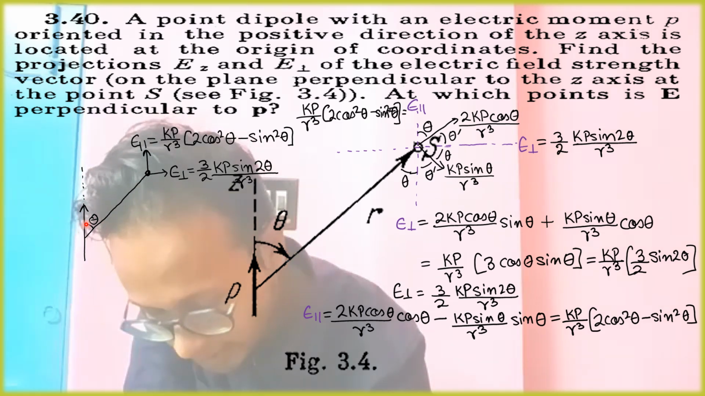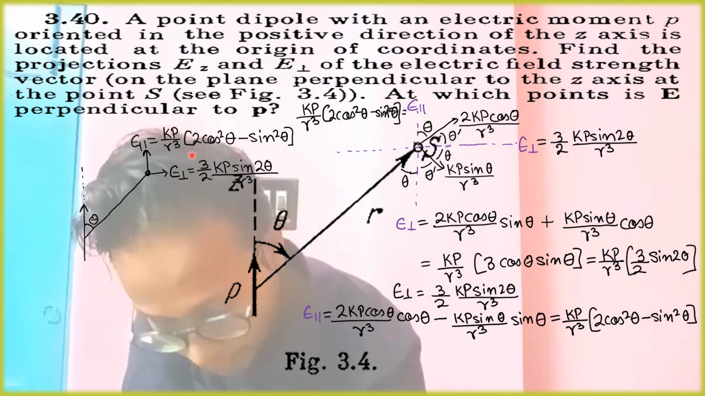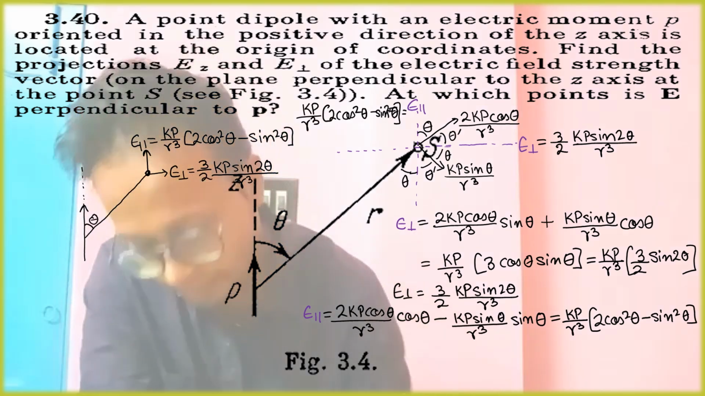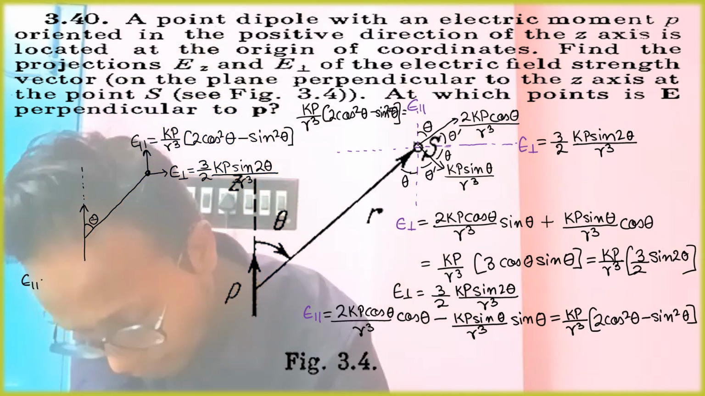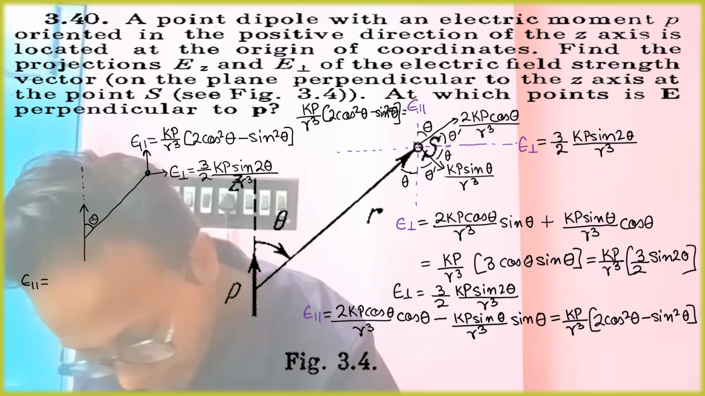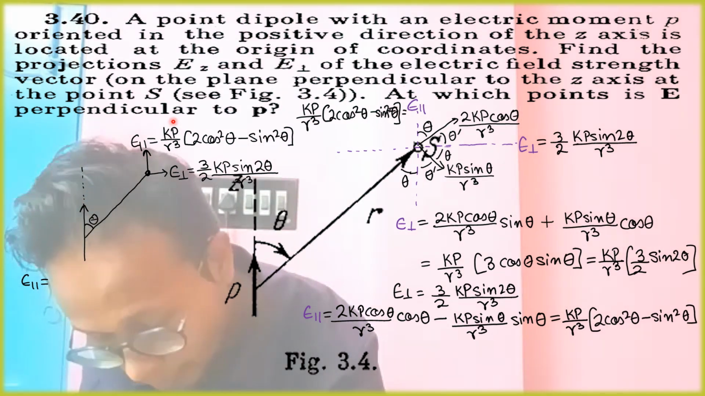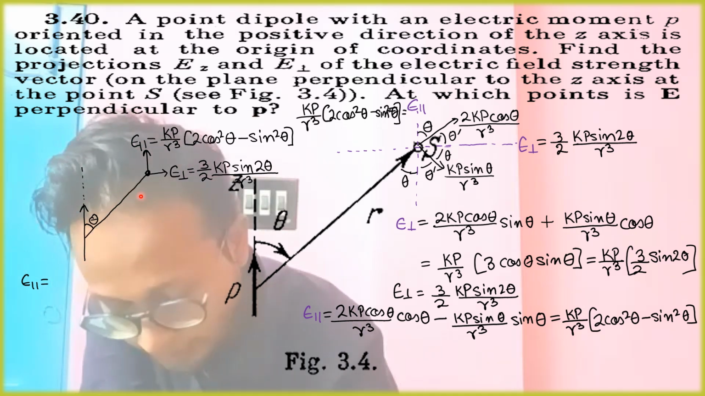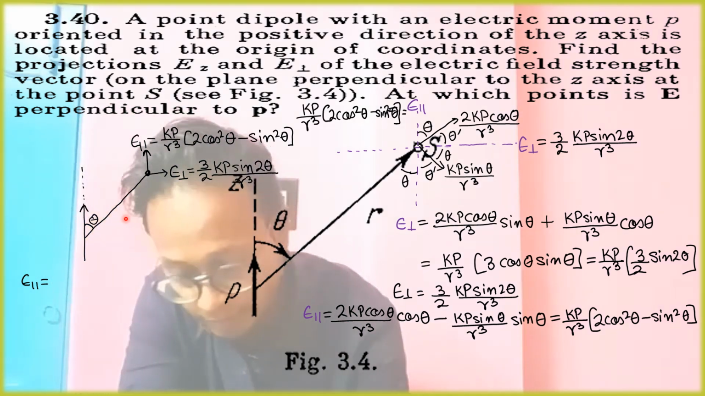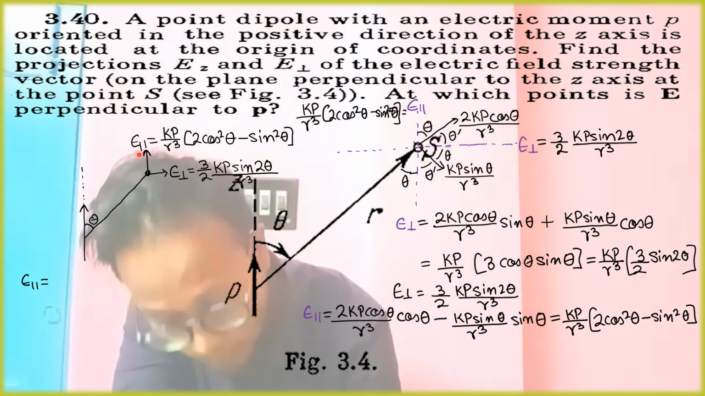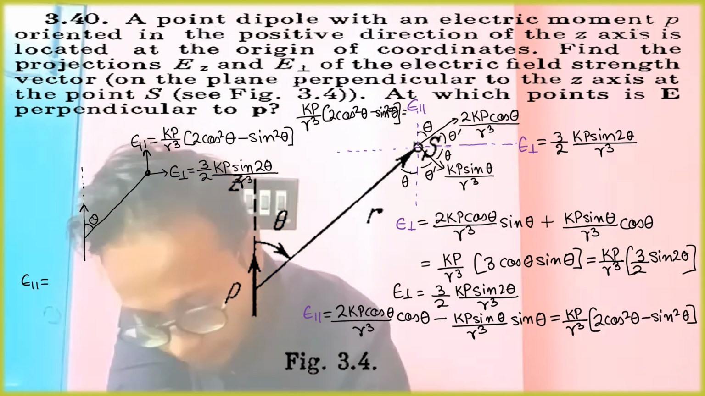So I have to find some angle. See, if you see this equation out here, that means what I have to do? I have to make this component of electric field equal to zero, isn't it? So E parallel is equal to 0. And why am I making E parallel equal to 0? Because the question is asking at which points the electric field due to this dipole is perpendicular to this dipole. That means I have to find out all the points in space where the electric field is perpendicular to the dipole, or where the parallel component of electric field becomes 0.